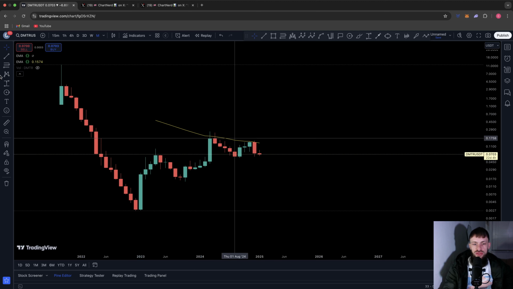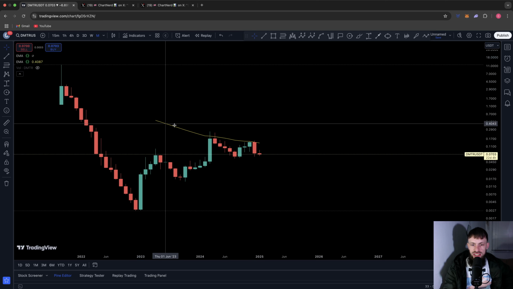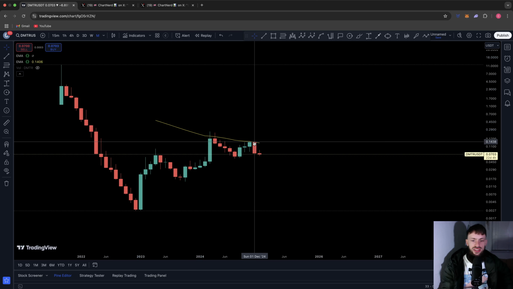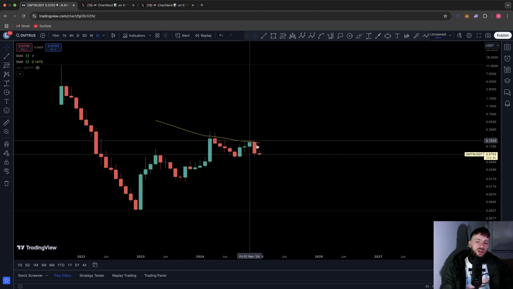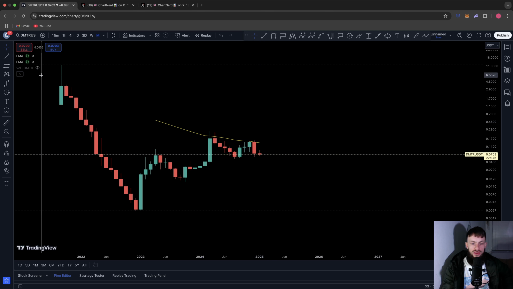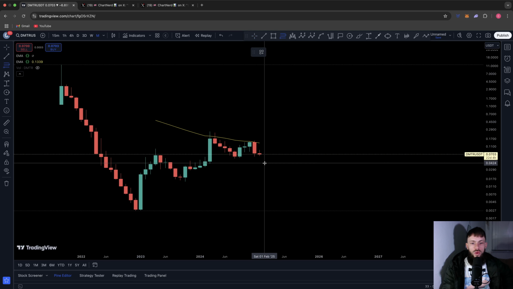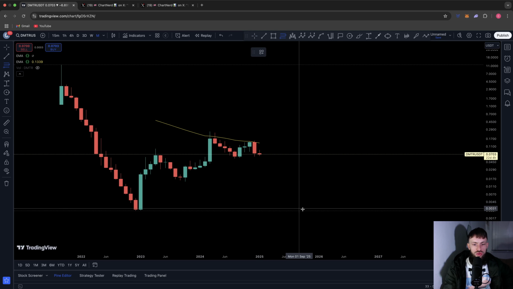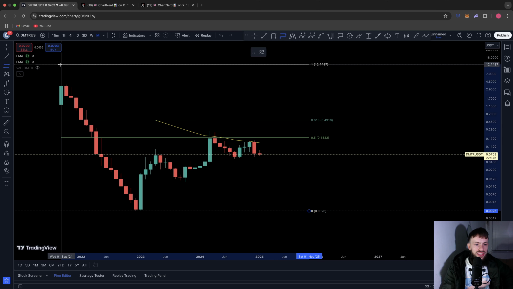So once that's actually reclaimed, which currently sits at around, where is it? I think it's about 13 cents actually. Yeah, so it's around 13 cents and this is obviously creeping down over time. So once that actually gets reclaimed, I think this is where we're looking for the real fun to start for DMTR.